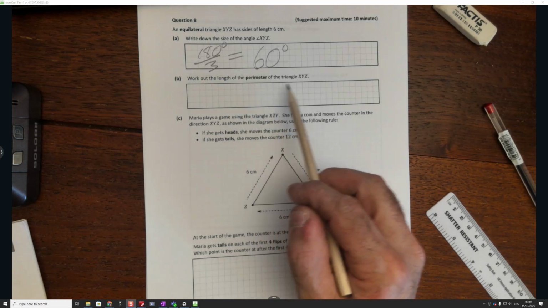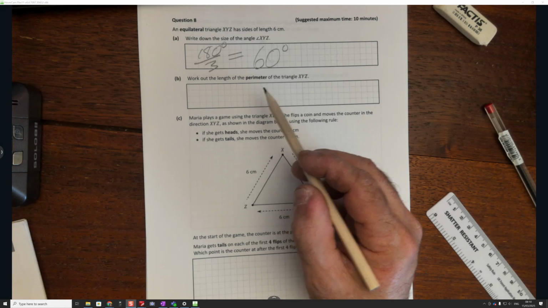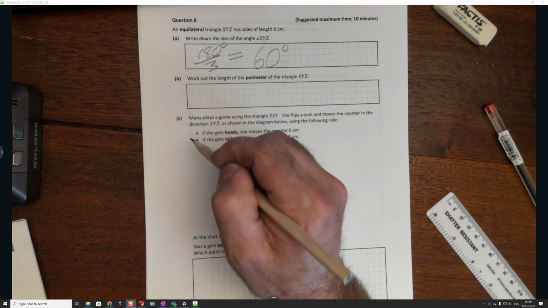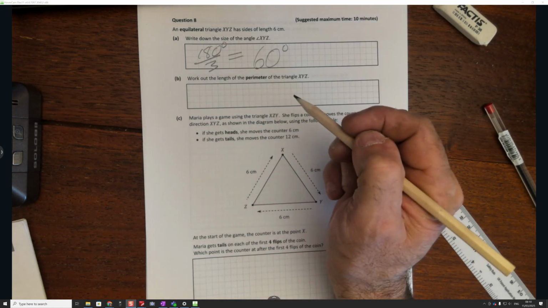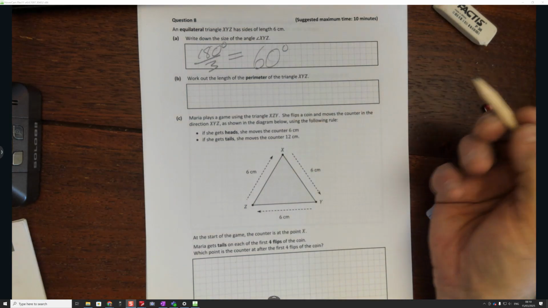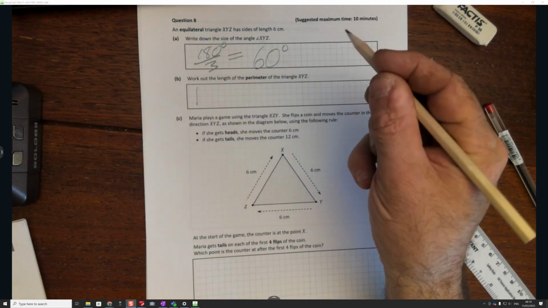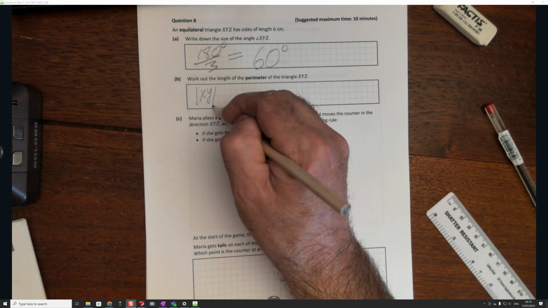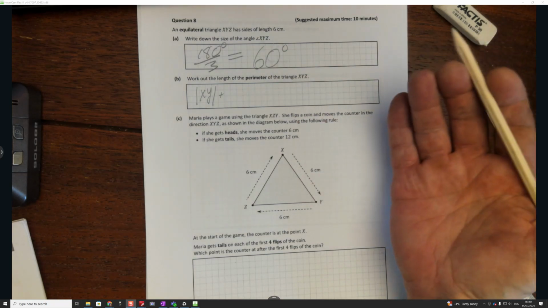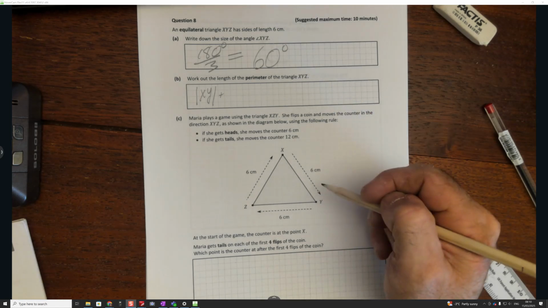Work out the length of the perimeter of the triangle. So we know that each side is 6, so the perimeter will be 6 plus 6 plus 6. Obviously I just want to write down some maths here. You don't have to write this down at all, you can just write down 18 as your answer, but if you get it wrong, of course, that wouldn't be great. So I just want to put in some extra maths.